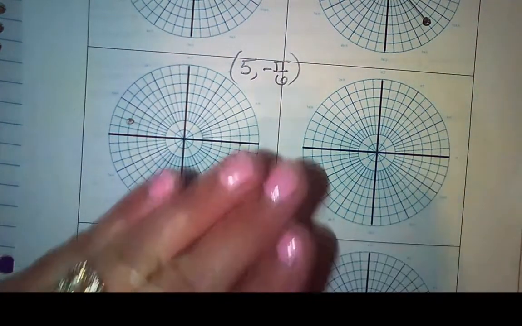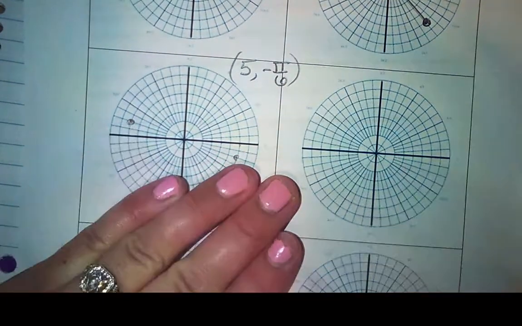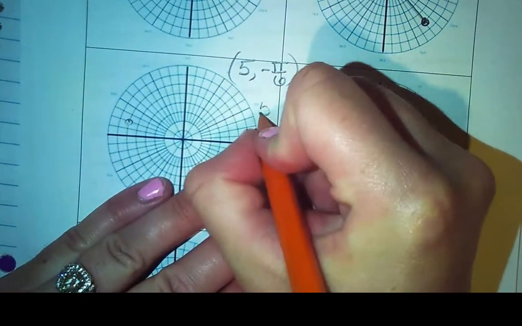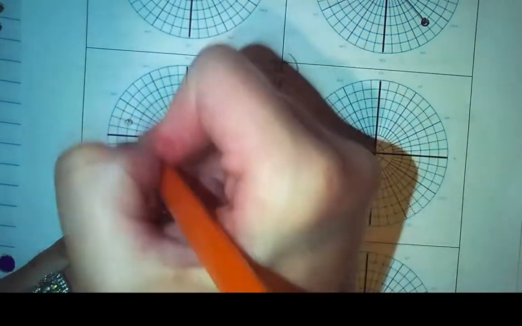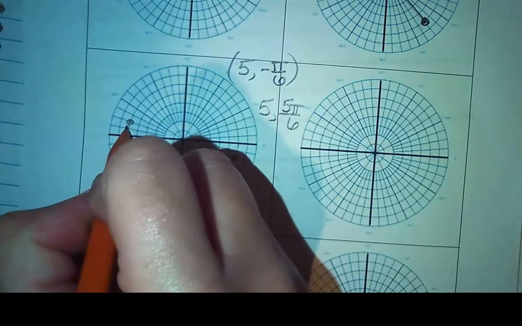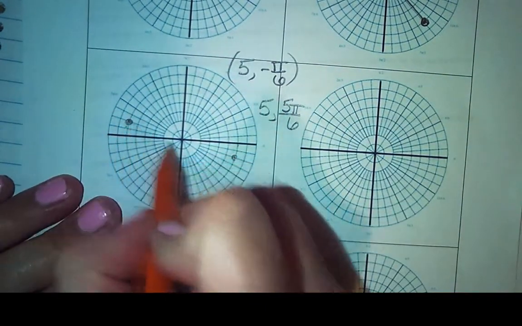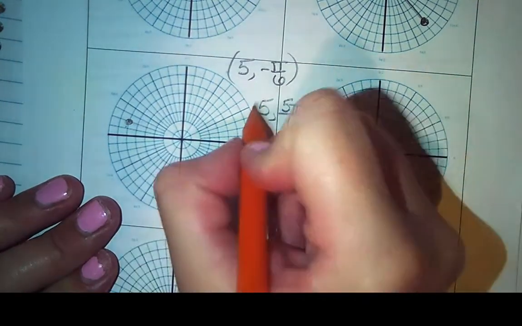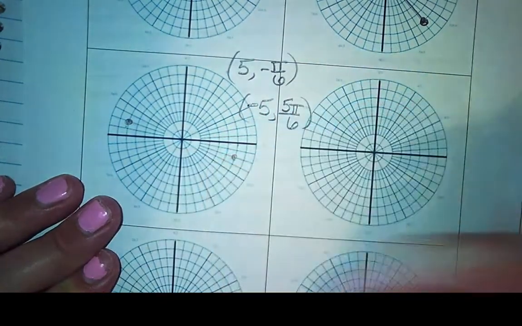So now, how do I get to this point? To get to that point, I would count out 5. I would swing around 5 pi over 6 to land me right here. But then how do I slice through to get to right here? Well, there's your negative radius. So I'm hoping this makes sense.